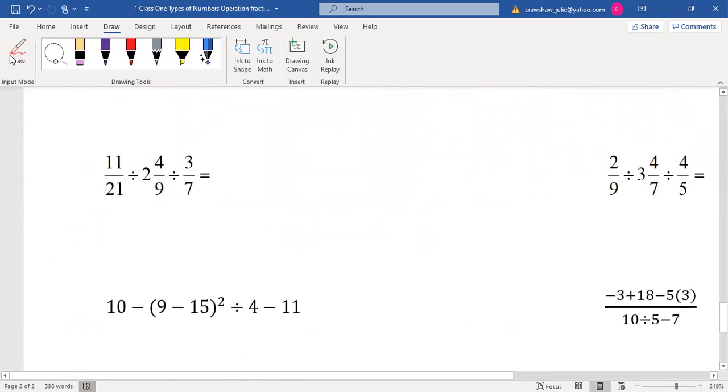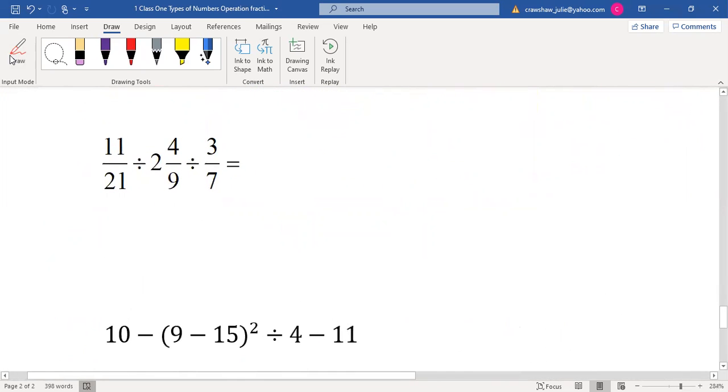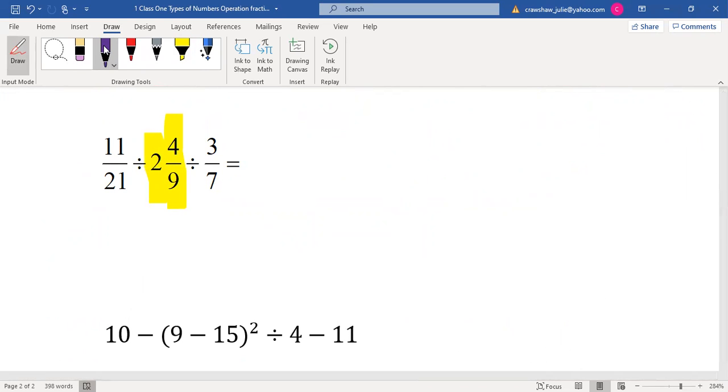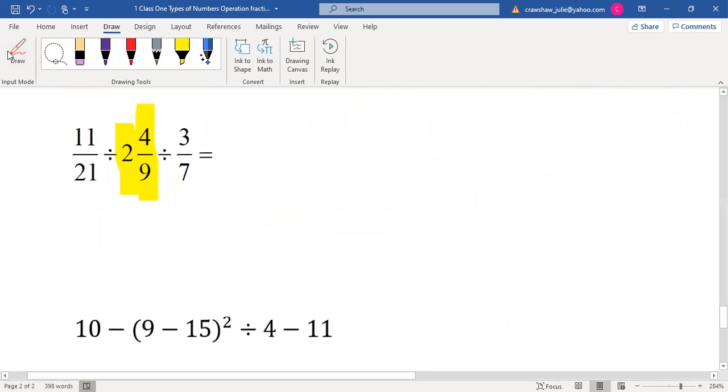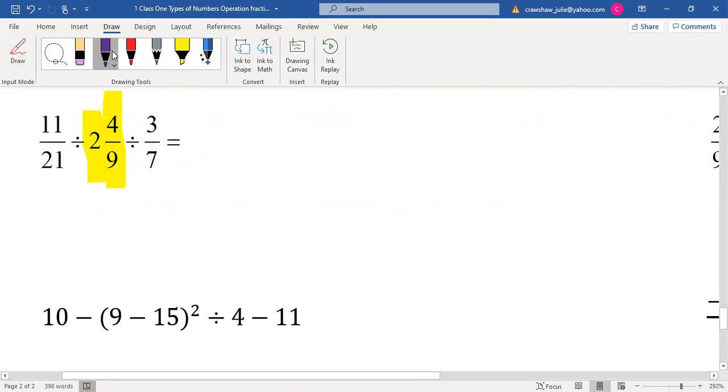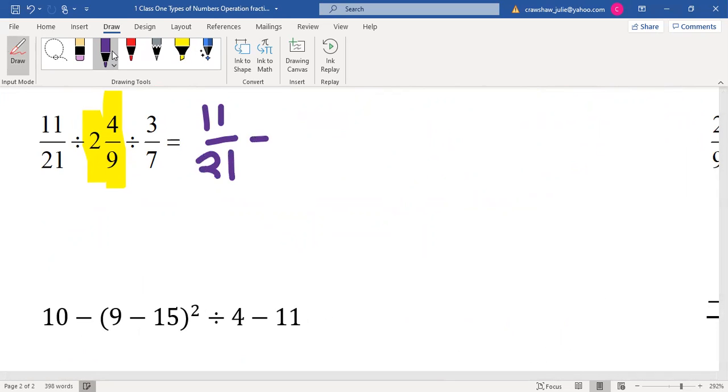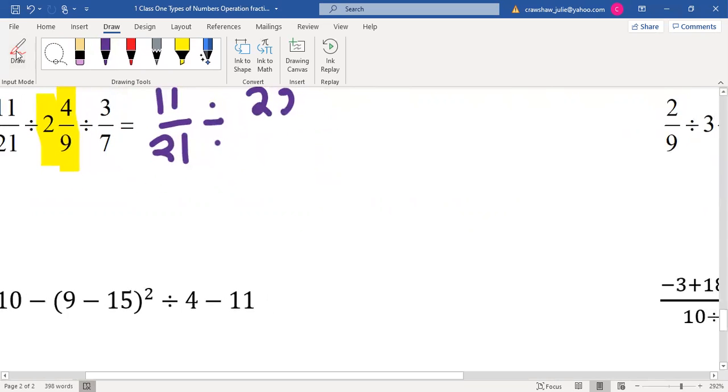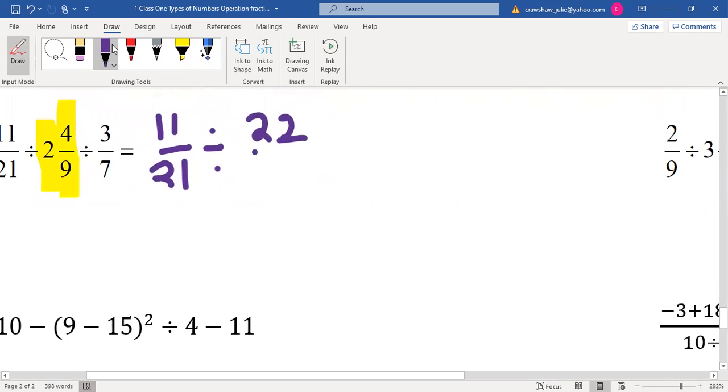Now, division of fractions, if I have a mixed number, I still have to change it to improper. So the first thing we do is rewrite it with the mixed numbers as improper fractions. So my 11 over 21 stays the same. And my 2 and 4/9, well, 2 times 9 is 18, plus 4. It's going to give me my 22 over 9. And I still have my 3/7.